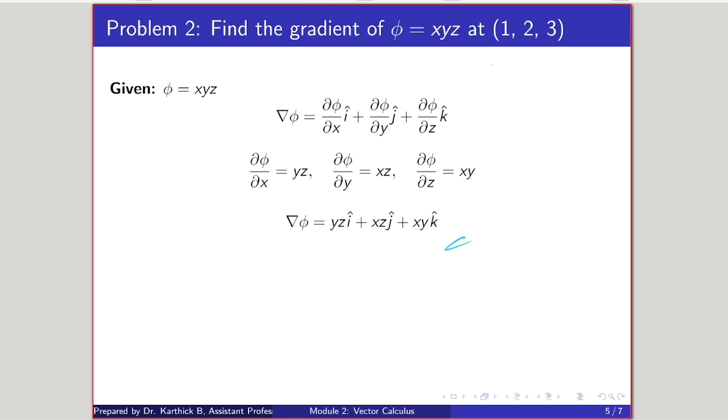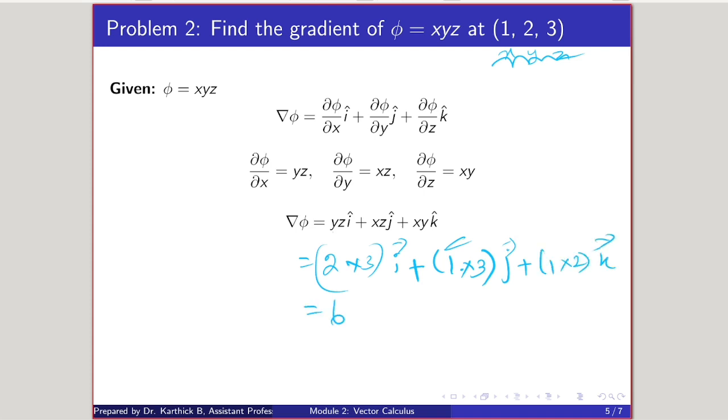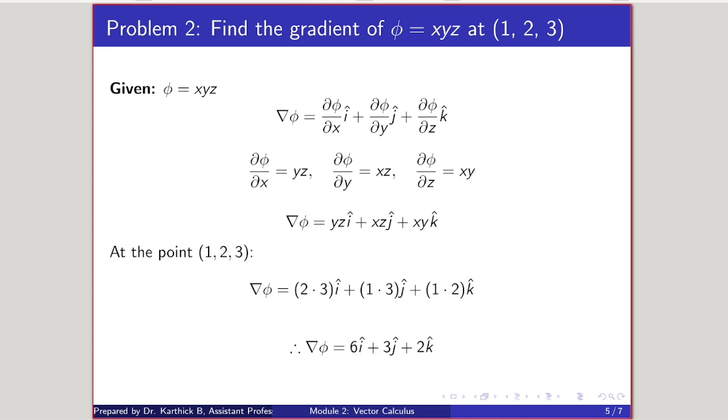And also in this problem they are asking to substitute at the point at the final stage. After finding the gradient, we want to substitute this point as x, y, z. So here y will be 2 and z will be 3. So 2 into 3 i vector plus x will be 1 into z will be 3, j vector plus x will be 1, y will be 2, k vector. So final answer 6 i vector plus 3 j vector plus 2 k vector. 6, 3, 2. That's all.